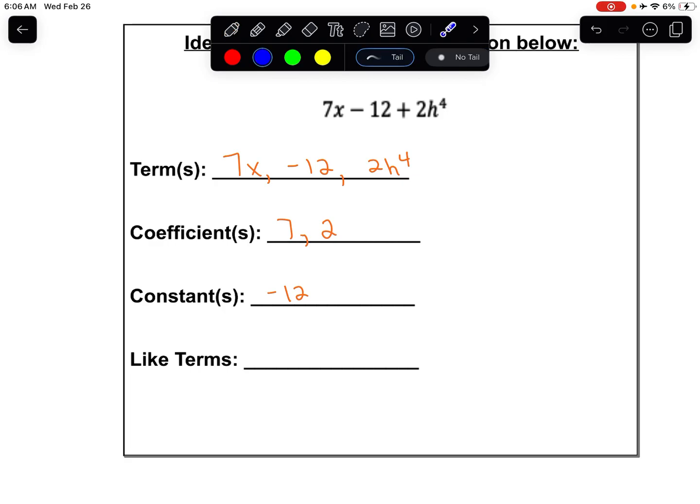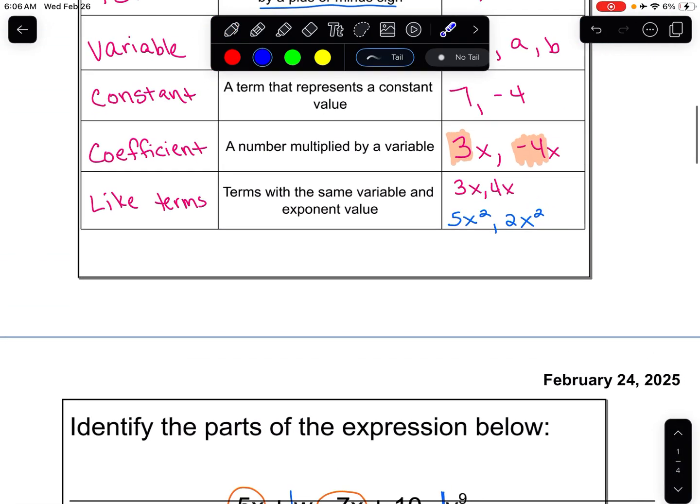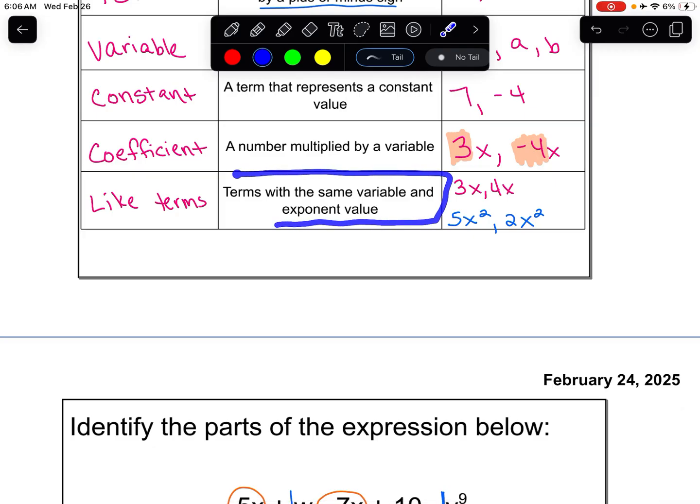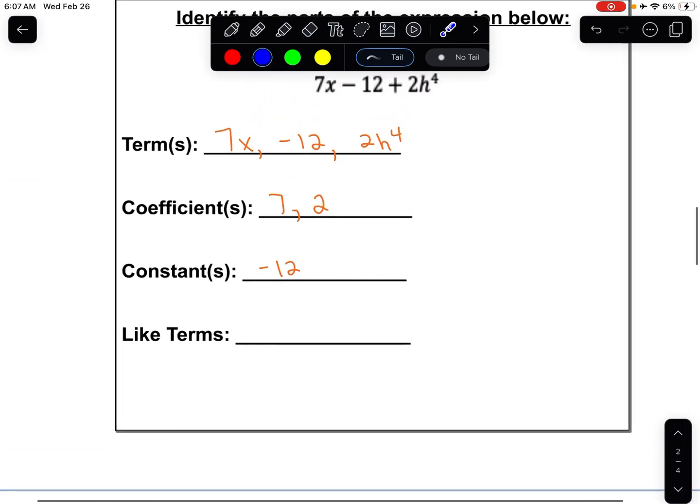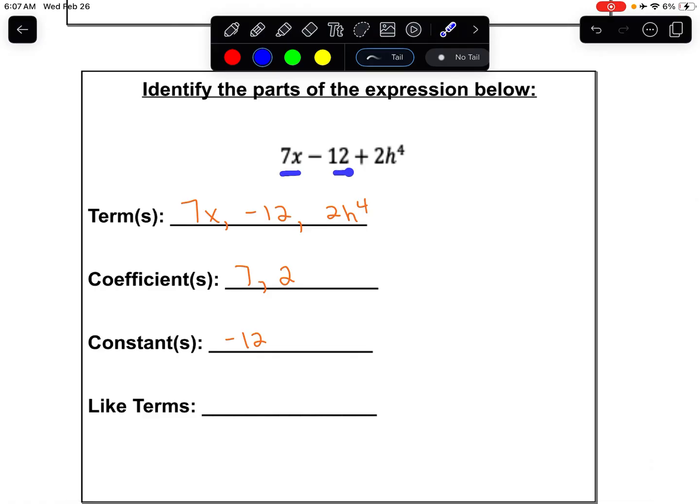Okay, so now we're looking for like terms, and if we refer to our definition up here, a like term is a term with the same variable and the same exponent. So let's see if we have anything here with the same variable and same exponent, and we do not. This x does not match. There are no other x's here, right? And we have an h here, and there are no other h's here. And a constant could have a like term, but we don't have any other terms that are just numbers, right? So in this case, we would say that there are no like terms.